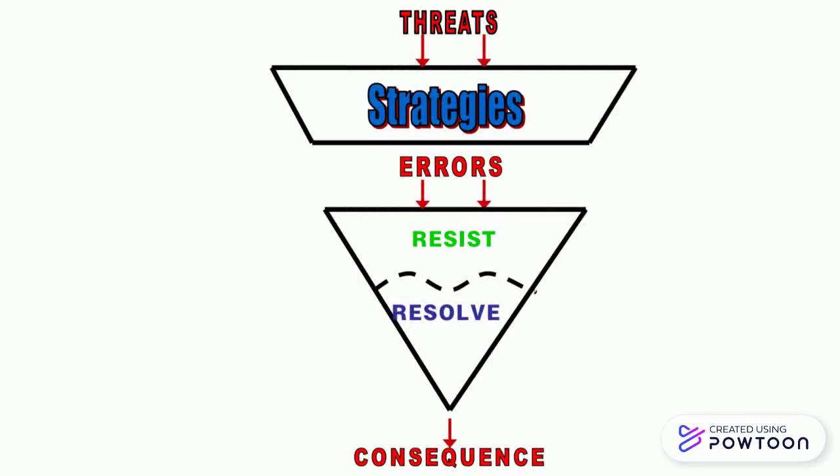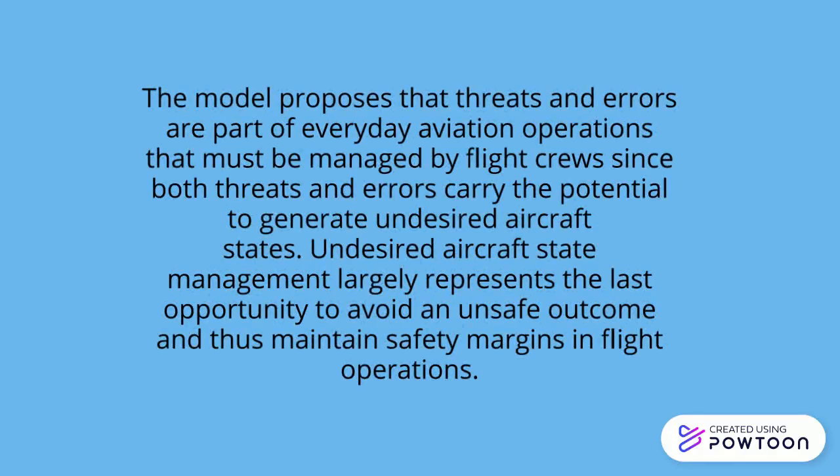And this is the complete model: threats leading to strategies, and then if an error occurs, the resist and resolve aspect, finally leading to the consequence. In the field of aviation, it is important to note that threats and errors are part of everyday aviation operations that must be managed by flight crews, since both threats and errors carry the potential to generate undesired aircraft states, which is the last opportunity to avoid an unsafe outcome.